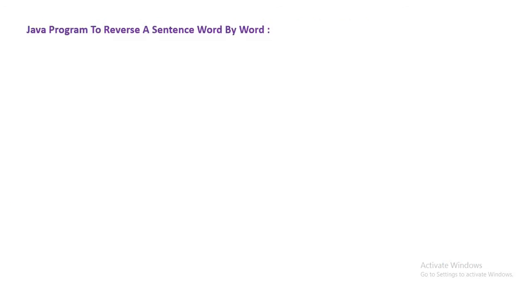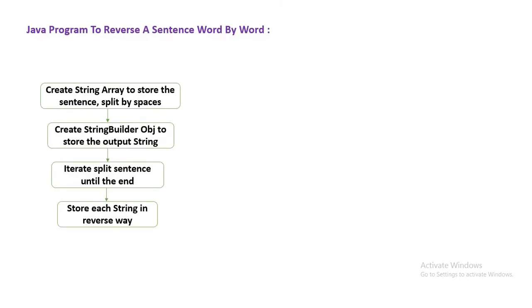The next question is: Java program to reverse a sentence word by word. To achieve this program, we need to follow these steps. First, we need to create a string array to store the sentence which we split by spaces. Next, we need to create a StringBuilder object to store the output, and we need to iterate over the split sentence until it reaches its end, and later we need to store the strings in reverse order. So I'll tell you guys how we can achieve this.